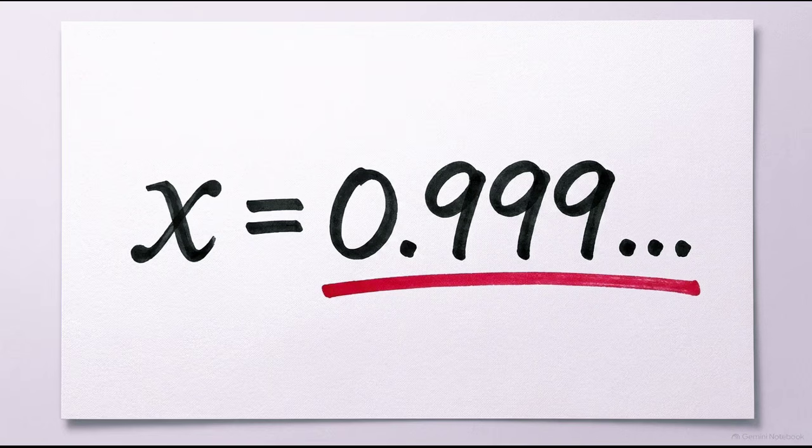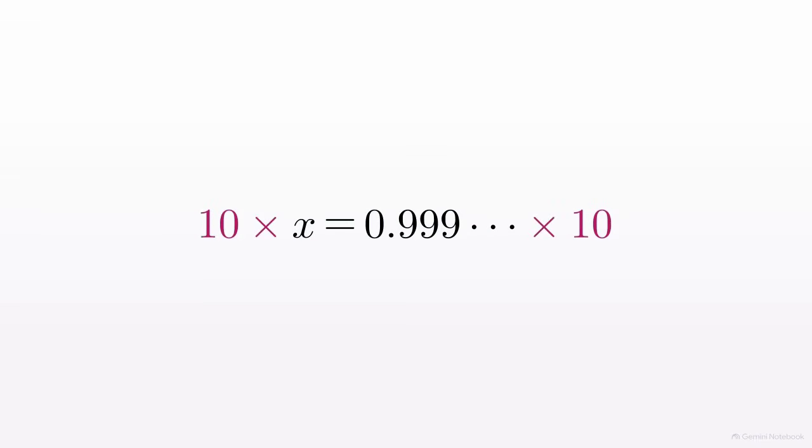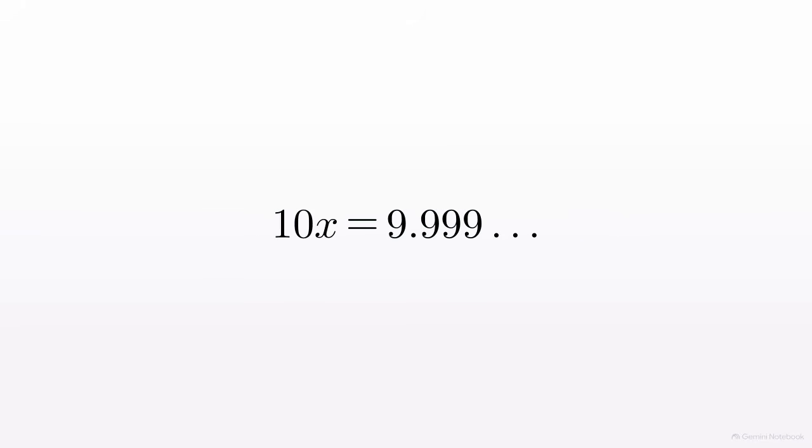Our first move is to multiply both sides of our baseline equation by 10. On the left side, the single x becomes 10x. On the right side, multiplying by 10 shifts the decimal point exactly 1 place to the right. The equation now reads 10x equals 9.9 repeating. You might wonder if shifting the decimal point leaves us with 1 less 9 at the end. Because this is an infinite sequence, the tail remains endlessly intact. It never runs out of digits.